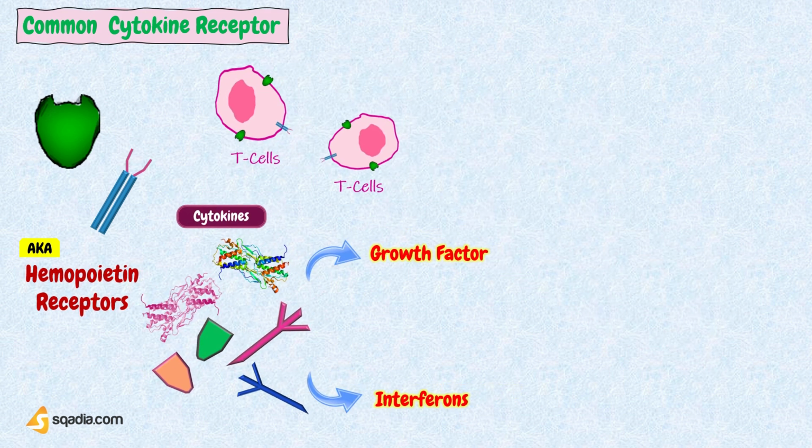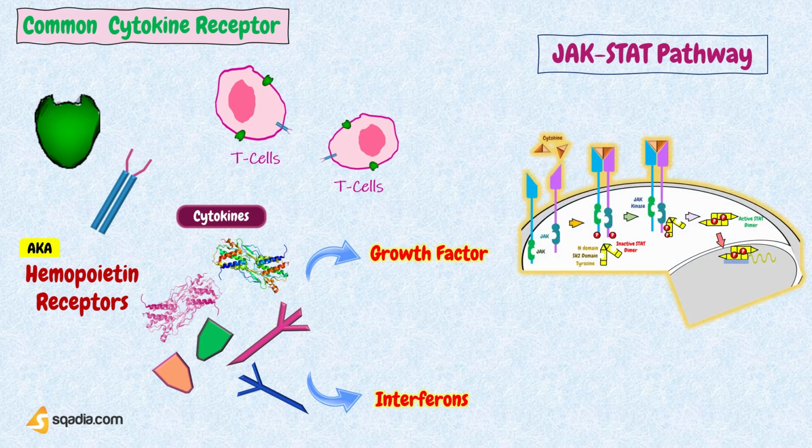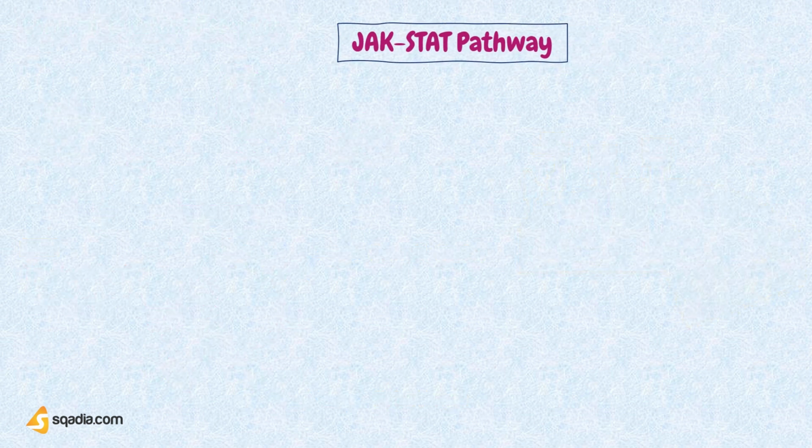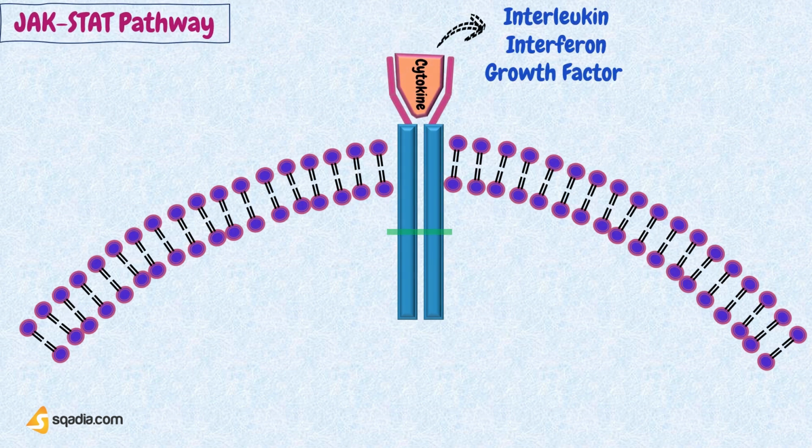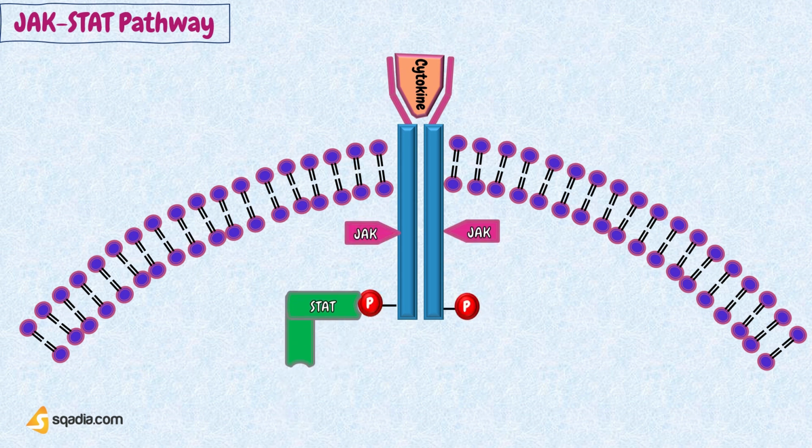A cytokine-mediated cell activation pathway known as the JAK-STAT pathway has already been discussed in detail in previous videos. Let's just revise it briefly. JAKs remain inactive when they are spread under the cell's surface. The JAK enzymes become activated when the receptors are brought together by cytokine binding, and then they phosphorylate one of several transcription factors, called signal transducers and activators of transcription, STATs.